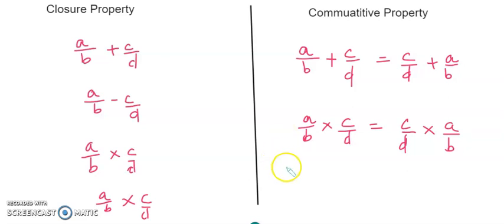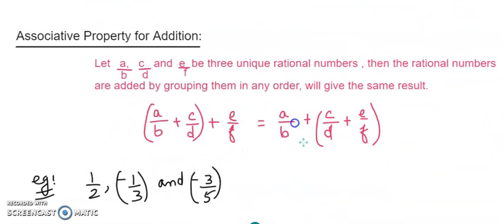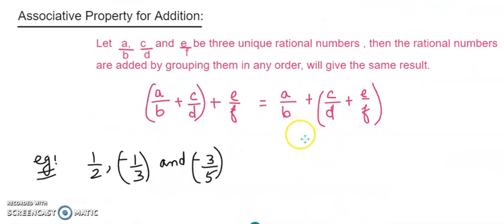Okay, so now in commutative property, we selected two rational numbers, right? So when you select three rational numbers, then the property is called as associative property. So you're taking three rational numbers, A by B, C by D, E by F, and there are three unique rational numbers. So when we are adding them, the way in which we group them, in any order we can group them, the end of the day, the result will be same. The answer will be same.